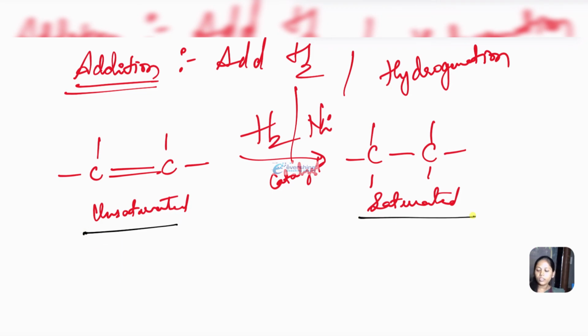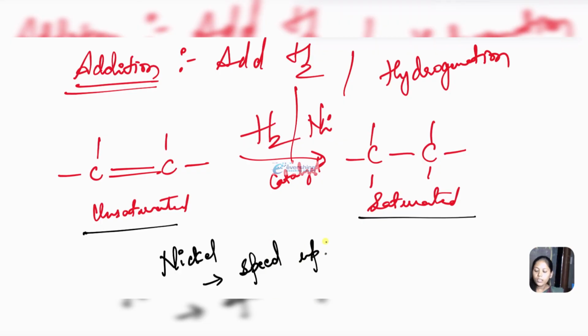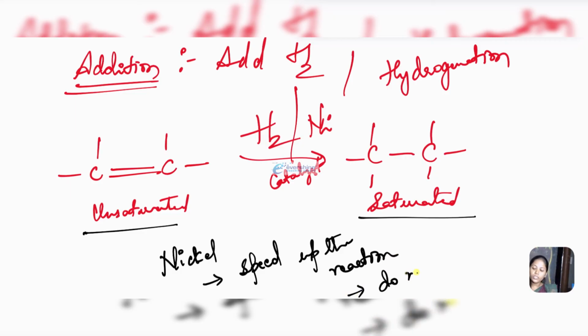What is the function of nickel? Why is it used here? It will speed up the reaction. Nickel is a catalyst. It is used to speed up the reaction, but it does not get involved in the reaction. A catalyst does not get involved in the reaction, it just speeds it up. It increases the rate of reaction. What is the function of a catalyst? It increases the rate of the reaction but does not get involved in the reaction. So this is called addition reaction.